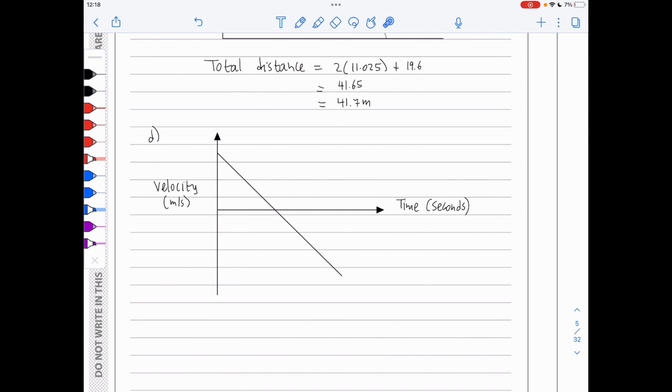We know that we cut the velocity axis at 14.7. That's the initial velocity. We know that the time of flight was 4 seconds. And when t was 4, velocity was found to be minus 24.5. So this is the completed velocity time graph for the motion of the ball.